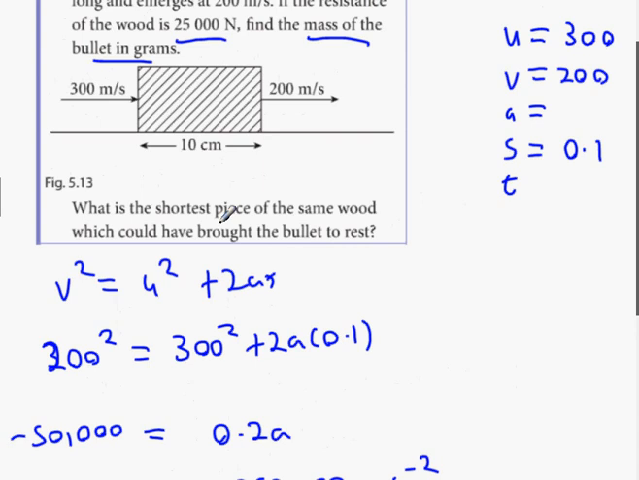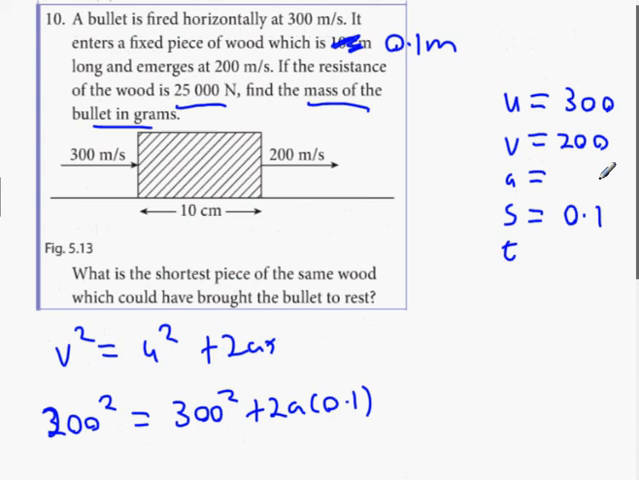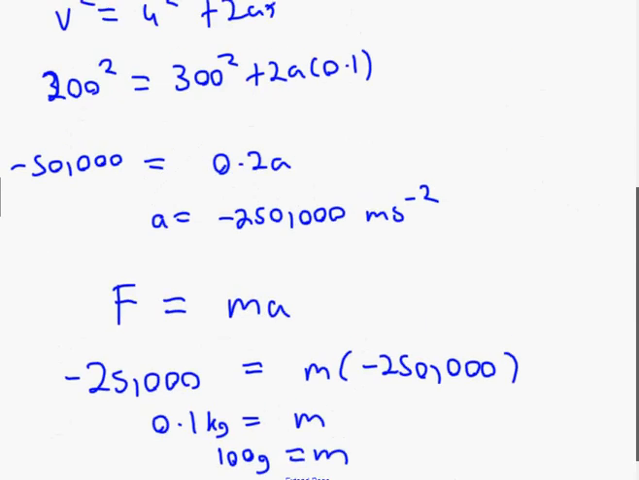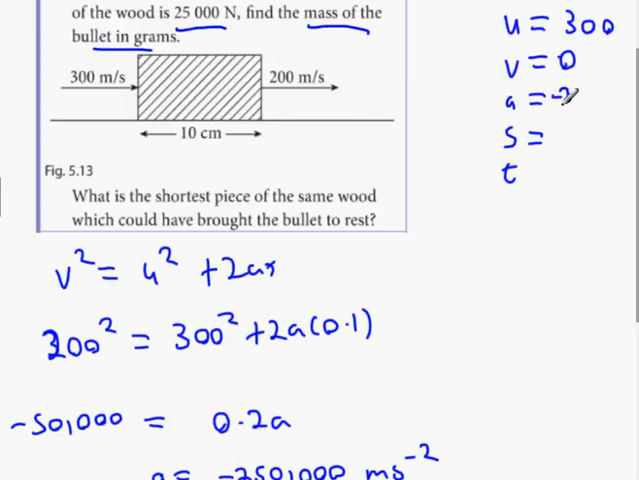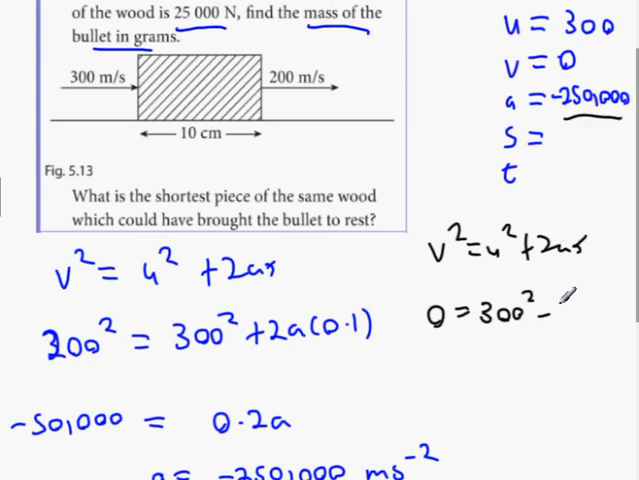What's the shortest piece of the same wood which could have brought the bullet to rest? So we go back up to UVAST. What do we need to change, guys? The V value is 0. The S value no longer applies. The A value, okay, so V squared equals u squared plus 2as. 0 equals 300 squared. 2 times 250,000 is 500,000.